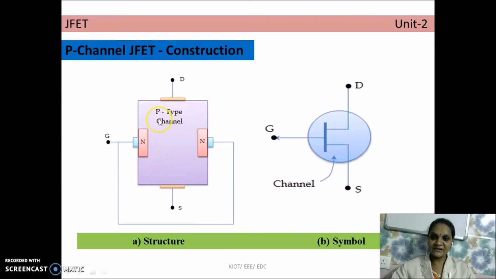Since the channel is formed by the P-type semiconductor material, this is called a P channel JFET. Here the current conduction is due to the majority charge carriers, that is holes, because the P-type is acting as the channel, and only through this channel do the charge carriers flow from source to drain. So current conduction here is due to holes. This is the symbol of the P channel JFET. Note this is the gate terminal, and the arrow mark is projected in the outward direction.